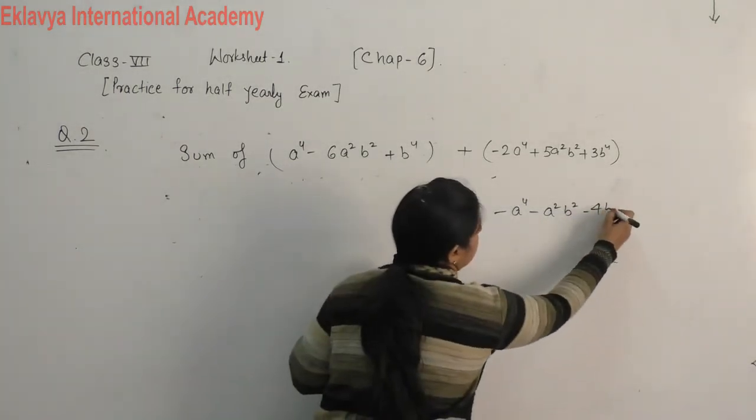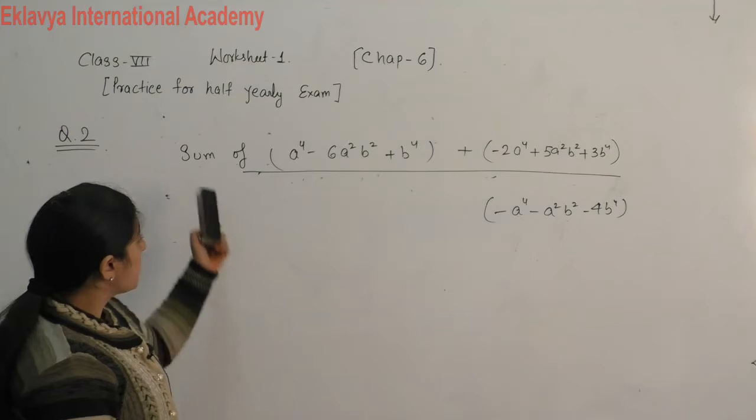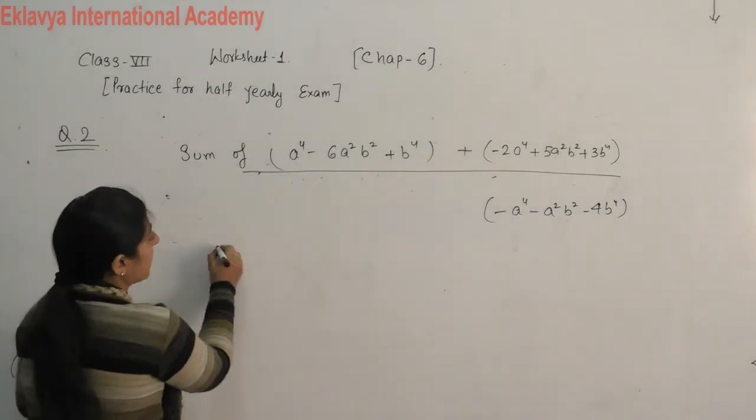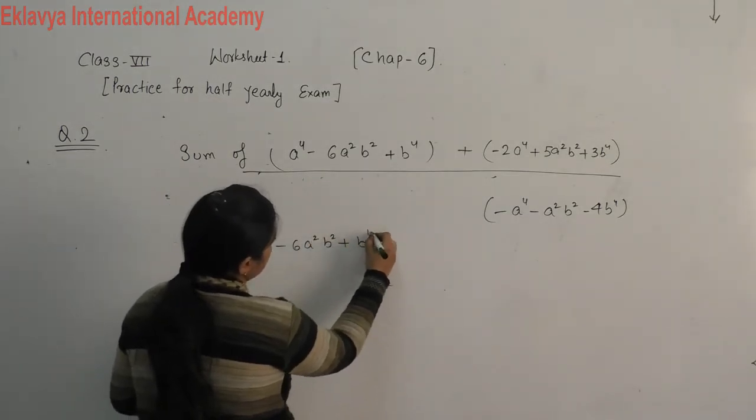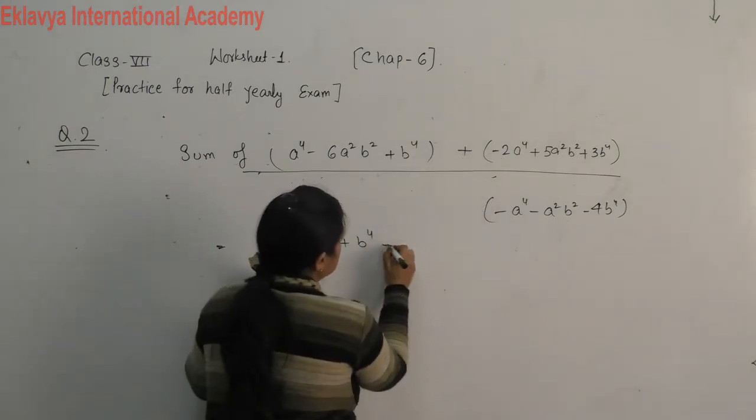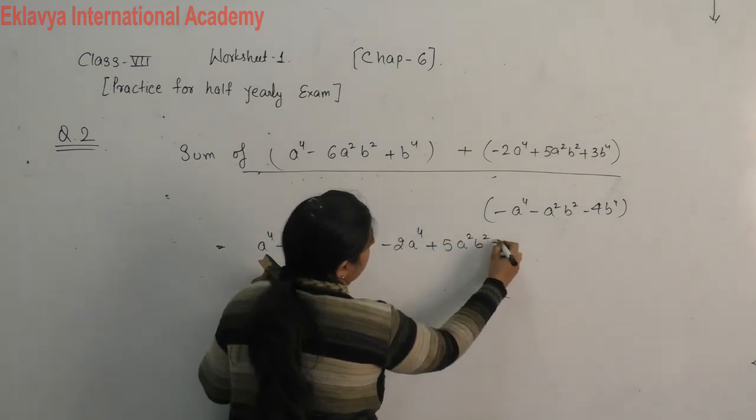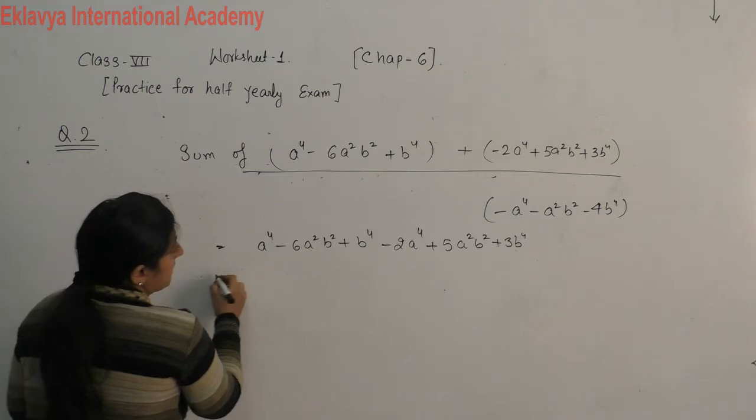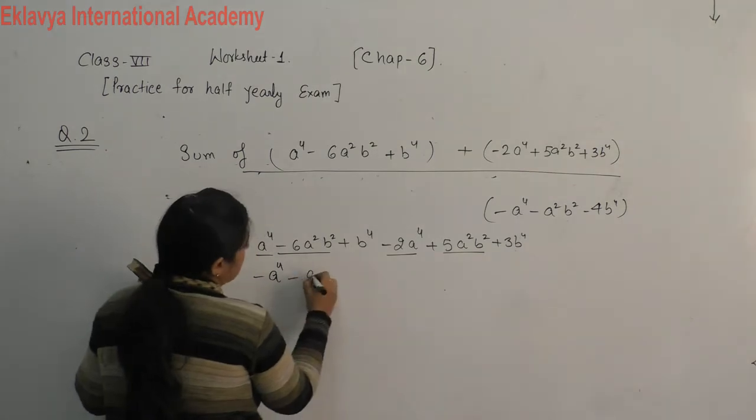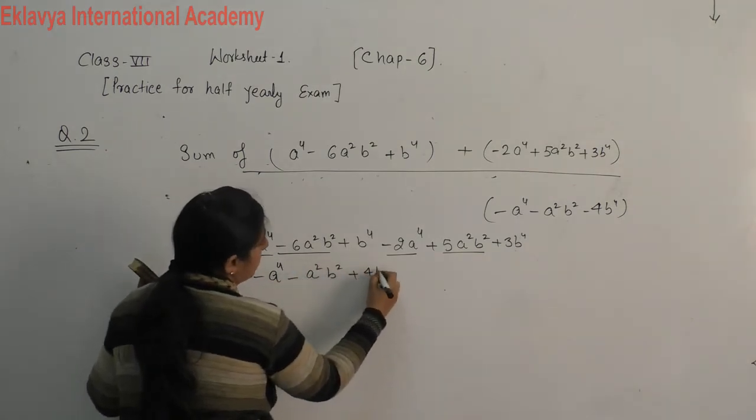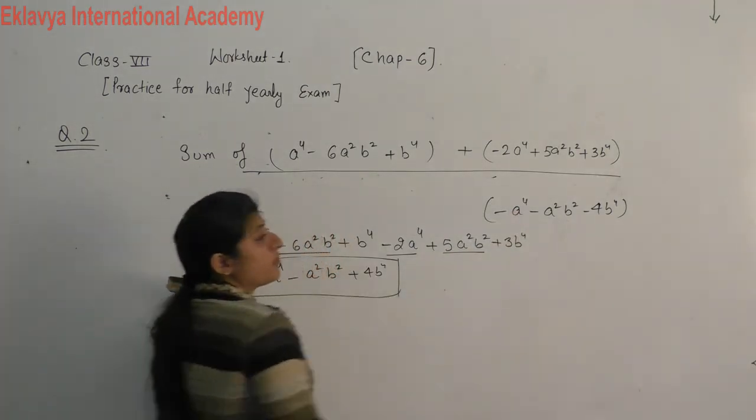Firstly we will solve the sum of these two expressions. Then what you will get is a power 4 minus 6a square b square plus b power 4 plus minus 2a power 4 plus 5a square b square plus 3b power 4. Solve it. It means this one expression is how much greater than this.